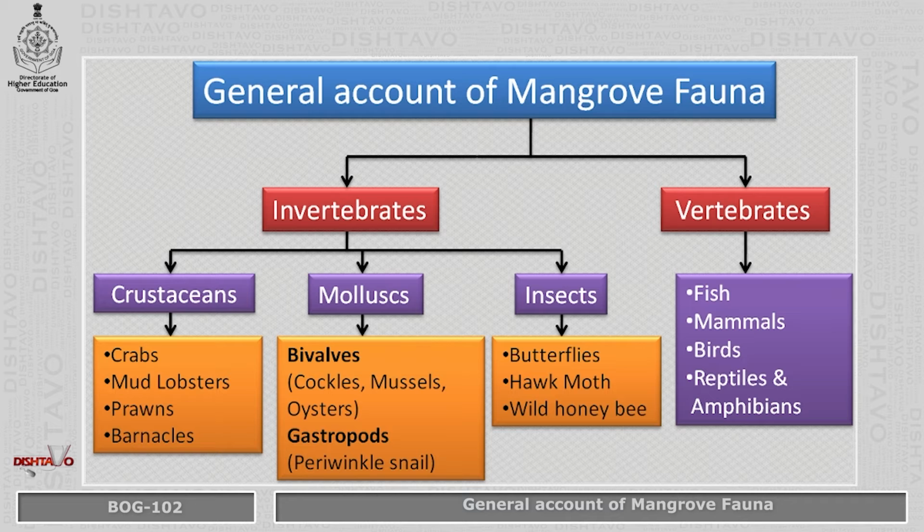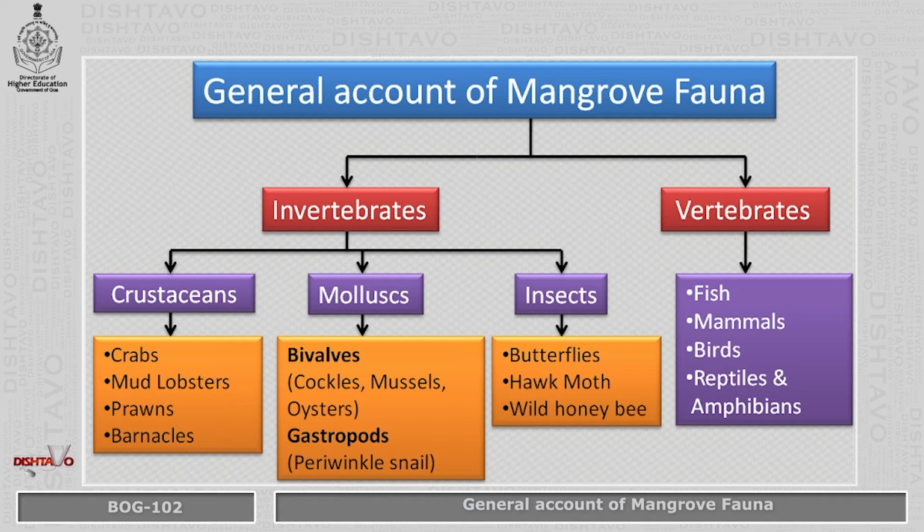The mangrove fauna is classified into invertebrates and vertebrates. Invertebrates are the animals without backbone or bony skeleton, whereas vertebrates are the animals with bony skeleton. Invertebrates are further divided into crustaceans, mollusks and insects, where the crustaceans are further divided into crabs, mud lobsters, prawns and barnacles. Mollusk is further divided into bivalves and gastropods.